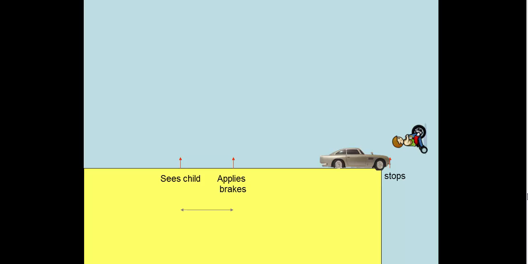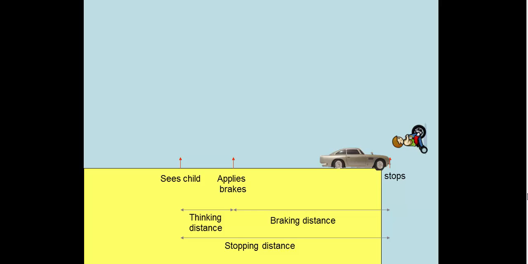The distance from seeing the child to applying the brakes is called the thinking distance. The distance from applying the brakes to stopping, the braking distance. The thinking distance plus the braking distance is the stopping distance.